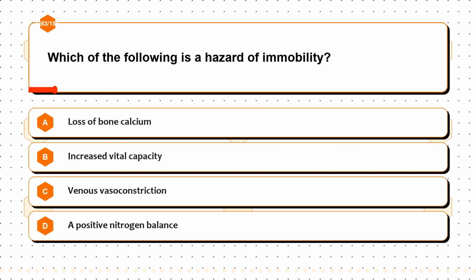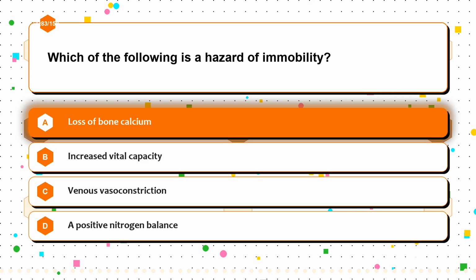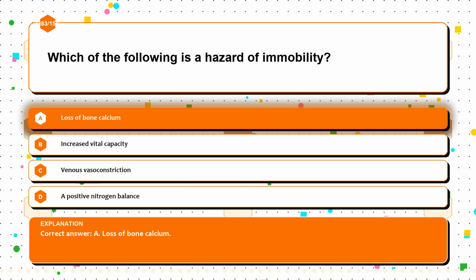Question 83. Which of the following is a hazard of immobility? Here are the options. Option A, loss of bone calcium. Option B, increased vital capacity. Option C, venous vasoconstriction. Option D, a positive nitrogen balance. The correct answer is option A, loss of bone calcium.